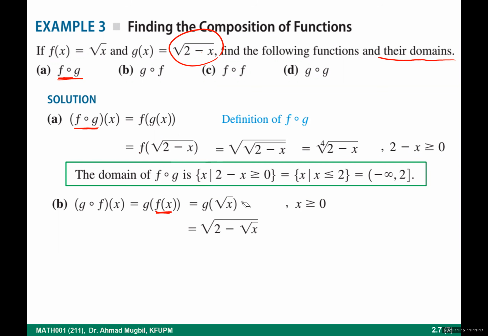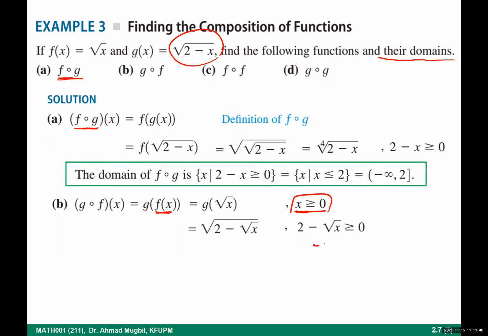Now, this condition, of course, we still need it here. Are there any additional conditions to be added here? We also need this expression inside the radical to be greater than or equal to 0. So this is an additional condition to be added when we find the domain of the composition. This is ready, and we cannot simplify here anymore. That's it. Now we need to solve this.